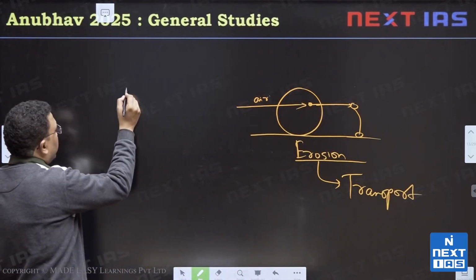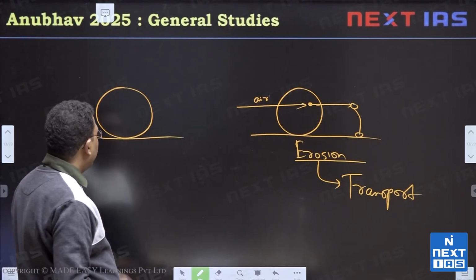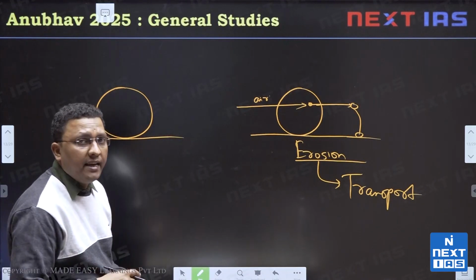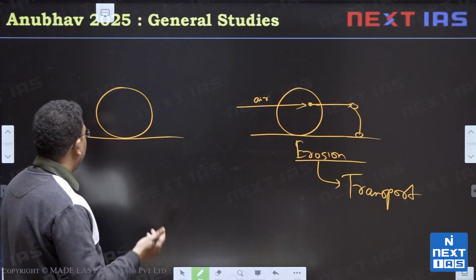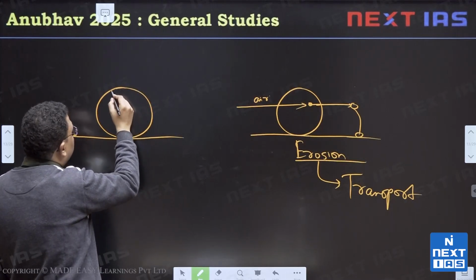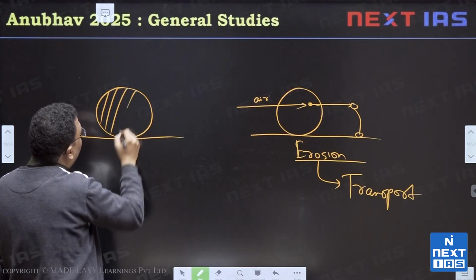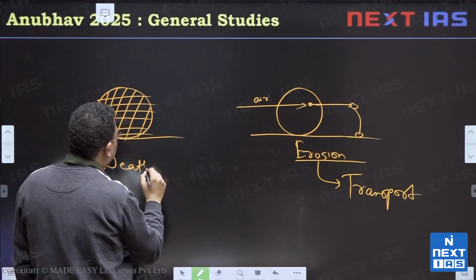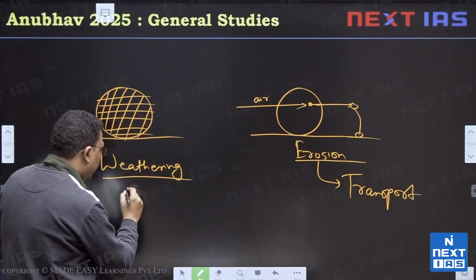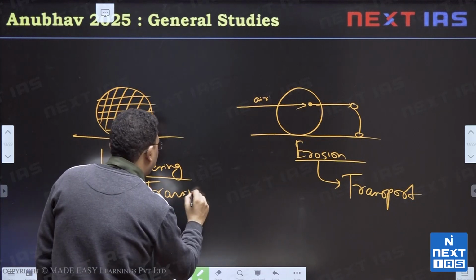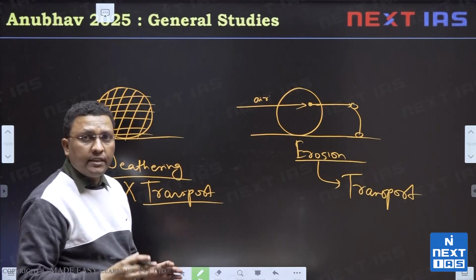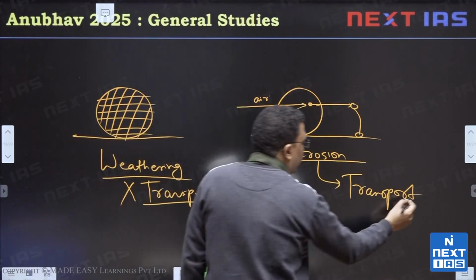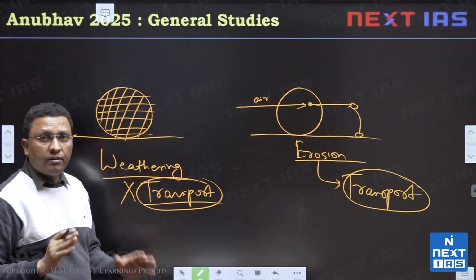What is weathering? Let's say another rock is kept here at the earth's surface. Weathering in very simple terms is basically decomposition and disintegration of rocks by elements of weather and climate. By the action of elements of weather and climate, this rock gets disintegrated and decomposed into smaller fragments like this. This is called weathering. Weathering does not involve transportation. The rock particles get loosened and they stay at the same place. So erosion involves an element of transportation, but weathering does not.